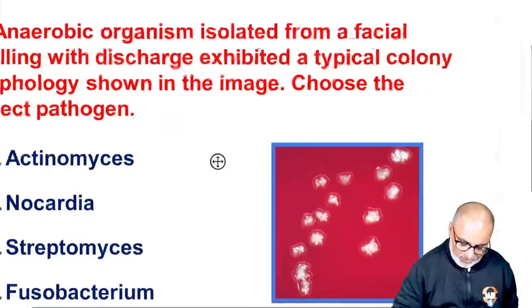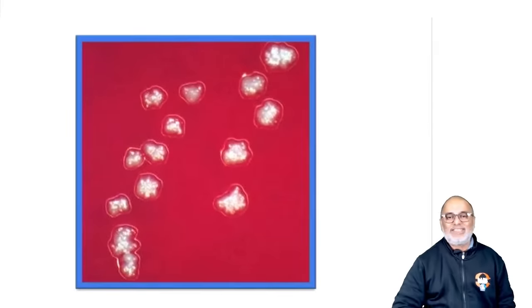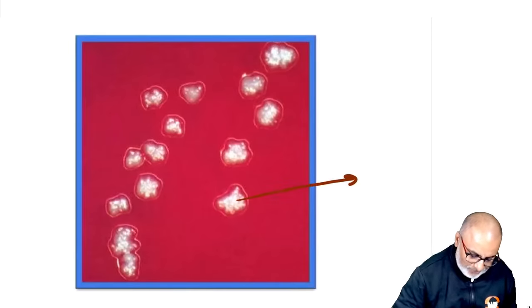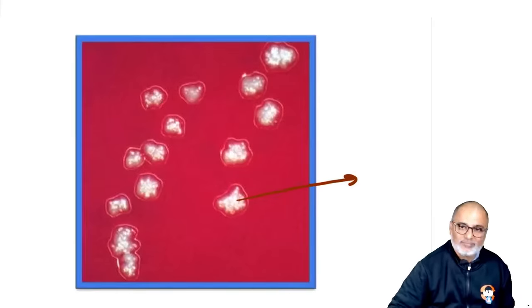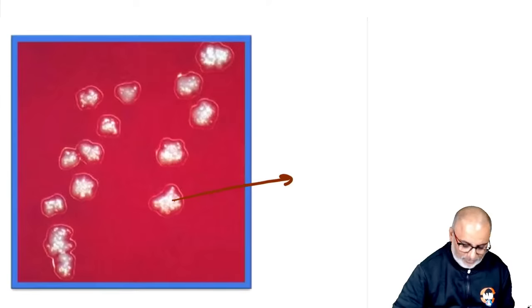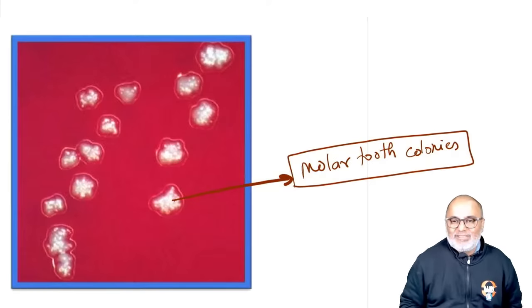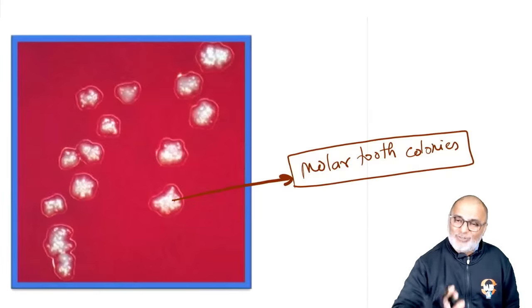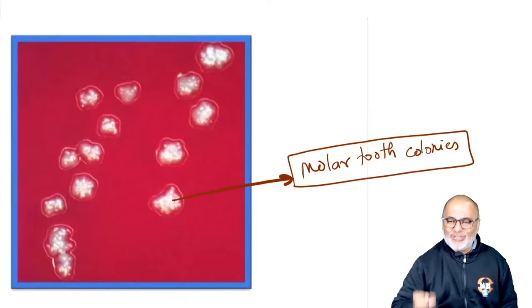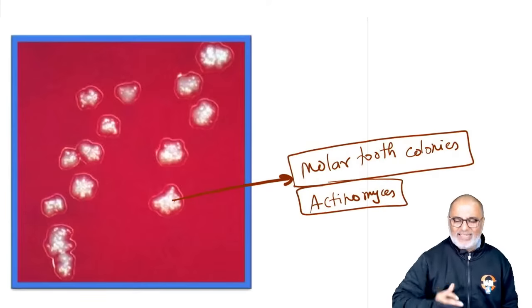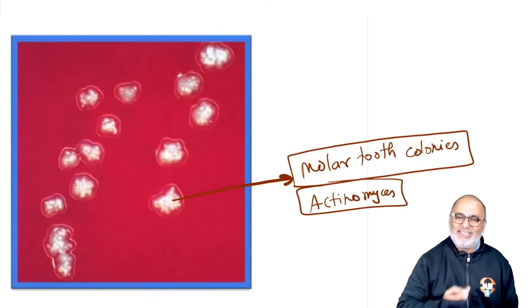an anaerobic organism, sorry, before that we'll see, I should not violate my rule. First see the picture. It is a blood agar plate. And what type of colony? Any idea? Molar tooth colonies. If you know the colony morphology or selective medium, you can easily answer many questions in bacteriology. It gives you a clue. Molar tooth colonies are a classical feature of Actinomyces. With this idea, if they directly ask Actinomyces, you are lucky.